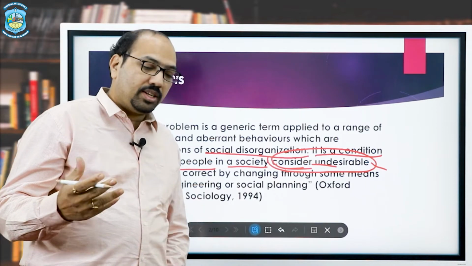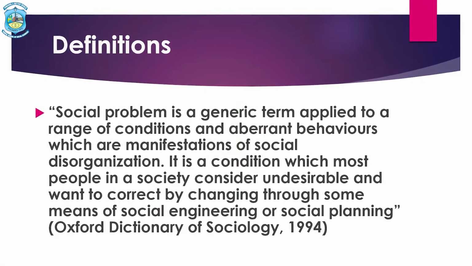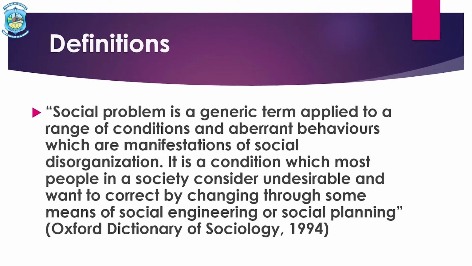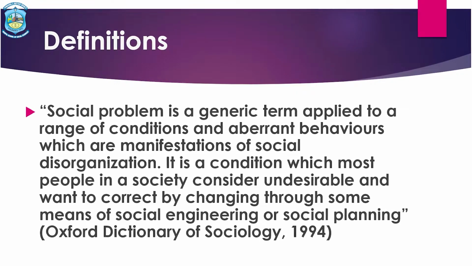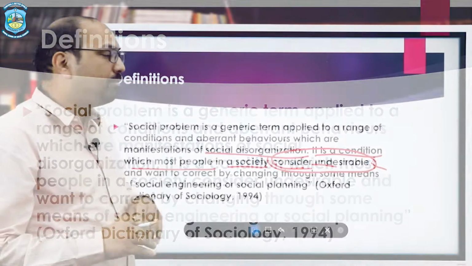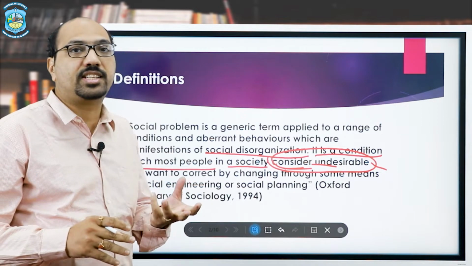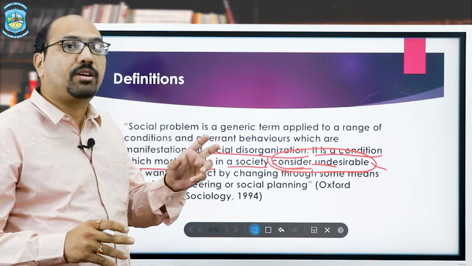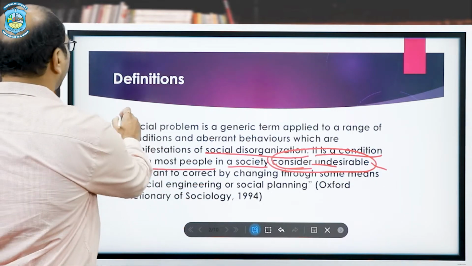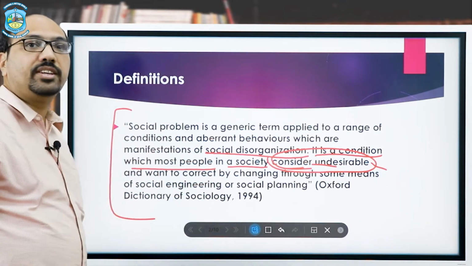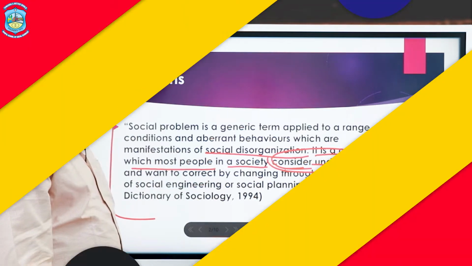So the important takeaway is that this situation can be changed by some means of social engineering or social planning. At the same time, it's a condition which is considered undesirable by most of the people. So there is a consensus, and whenever there is a consensus, then only that particular situation can be termed as social problem. So this is a classic definition which can be quoted for defining social problems.